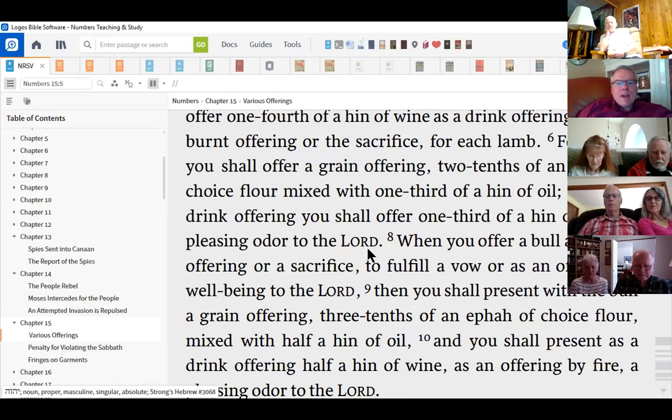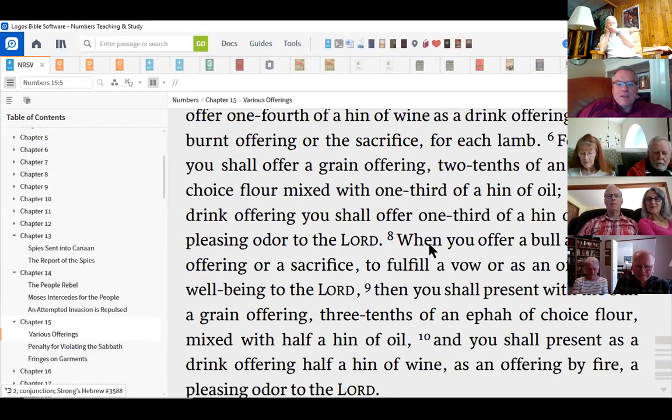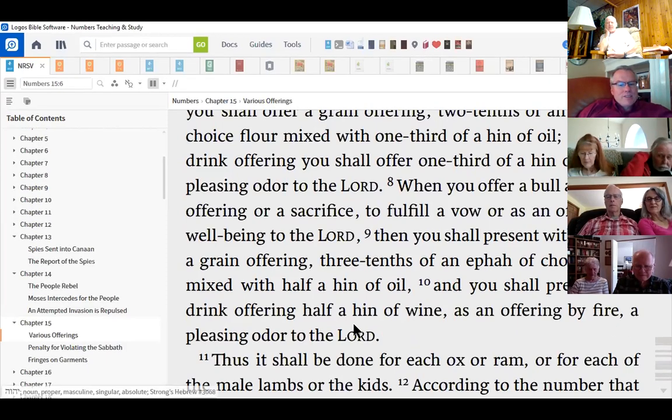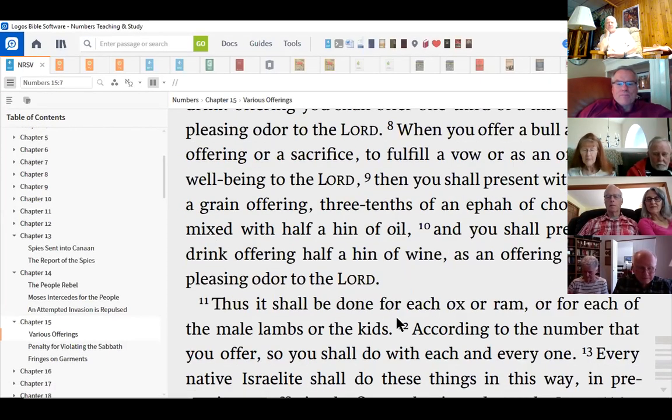Is your head spinning yet? When you offer a bull as a burnt offering or a sacrifice to fulfill a vow or as an offering of well-being to the Lord, then you shall present with the bull a grain offering, 3/10 of an ephah of choice flour mixed with 1/2 a hin of oil, and you shall present as a drink offering 1/2 a hin of wine as an offering by fire, a pleasing odor to the Lord.